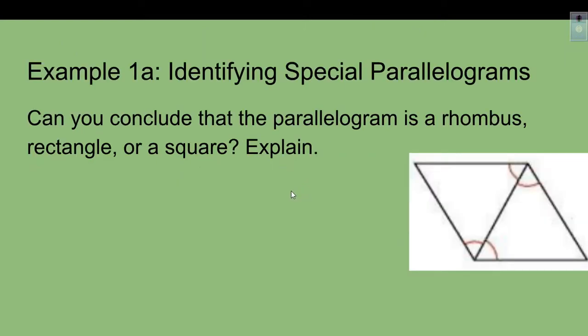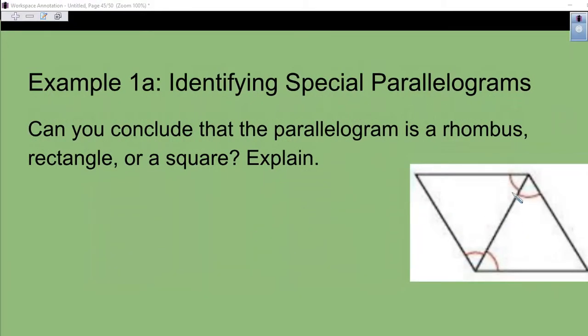So let's look at the first one, example 1, part A. Can you conclude the parallelogram is a rhombus, rectangle, or square? Well, if we look here, we see that we got this angle congruent to this angle, all four angles are the same, which means that this has to be a rhombus because the diagonals bisect a pair of opposite angles. So when we say this, which one is it? It is a rhombus.